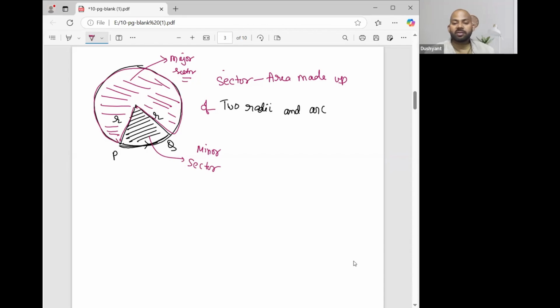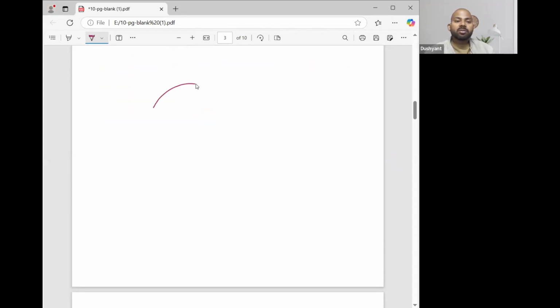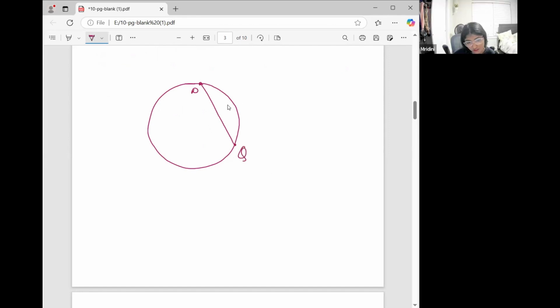Now we have discussed a lot of things. Now this is my circle again, and I have a point P and Q. So this line segment will be known as a chord. PQ is known as the chord. If I extend this, then it will be known as a secant.